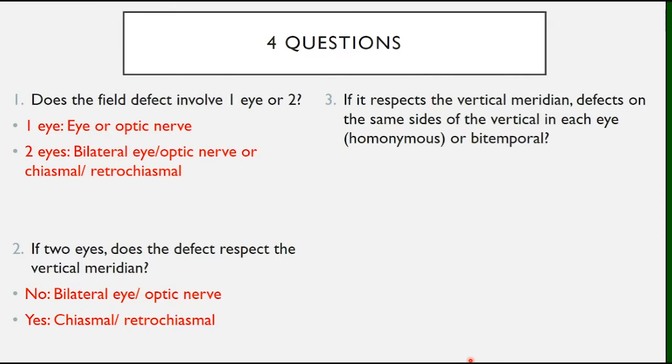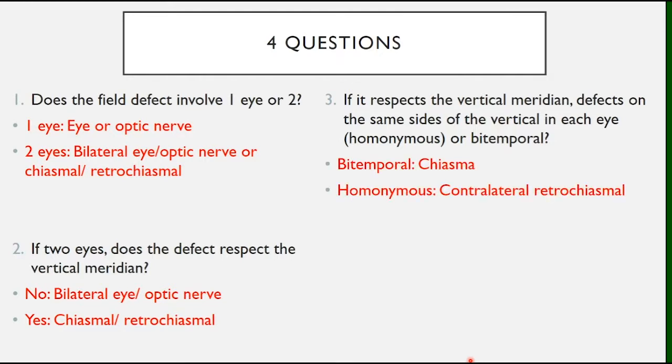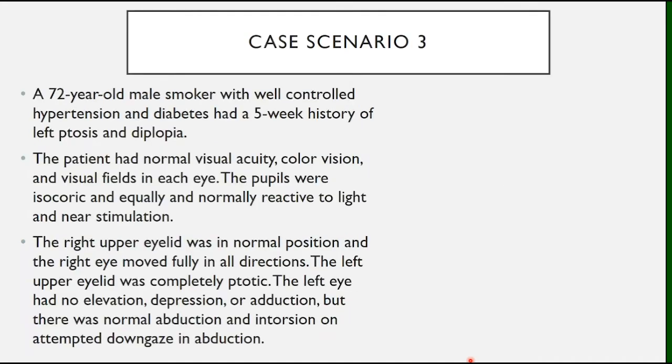And then the next question you ask yourself is, this is straightforward, I think we've covered it many times. If it respects the meridian, is it homonymous or bitemporal? If it's bitemporal, then we know it's chiasmatal. If it's homonymous, then we know it's contralateral. And then if it's homonymous, is it complete or incomplete? If it's complete, it will not give you any further information. But if it's incomplete, then you see if it's congruous or incongruous. The more congruous it is, the more posterior it is. So that can be an MCQ question, and you can get several choices.